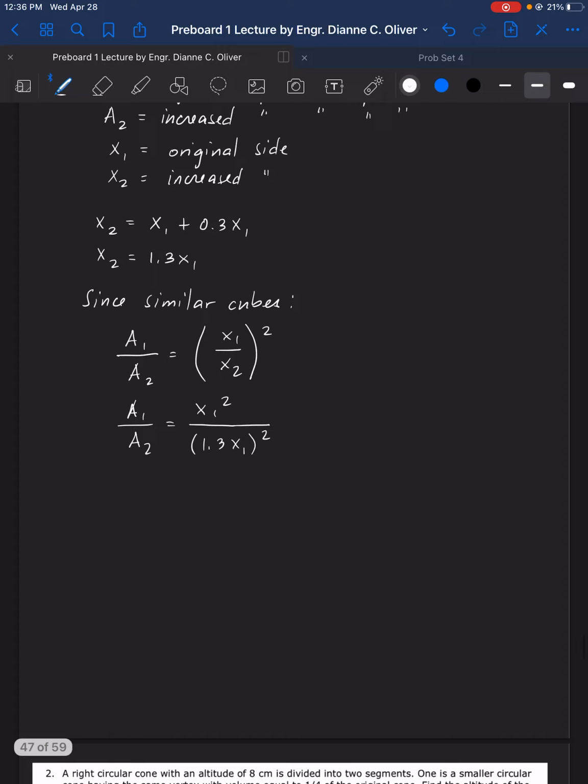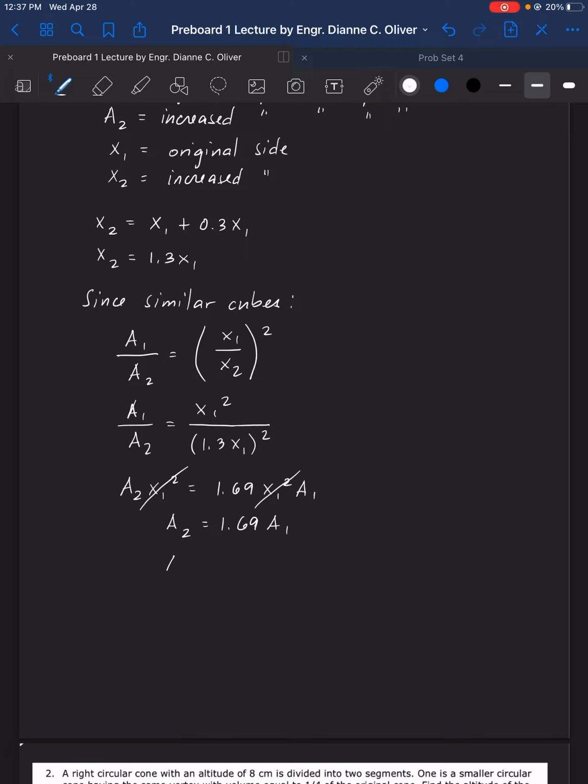Then we will be dealing with the cross multiplication. So we have A2 x1 squared is equal to, what is the square of 1.3? That is 1.69 x1 squared A1. So we will cancel out x1 squared. What's left is A2 is equal to 1.69 A1.